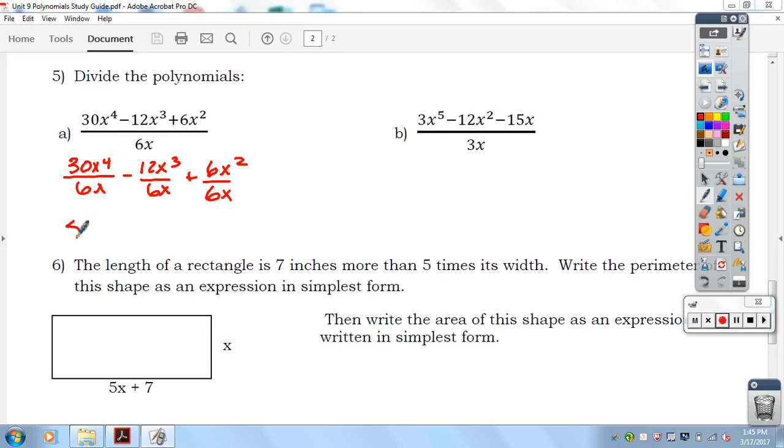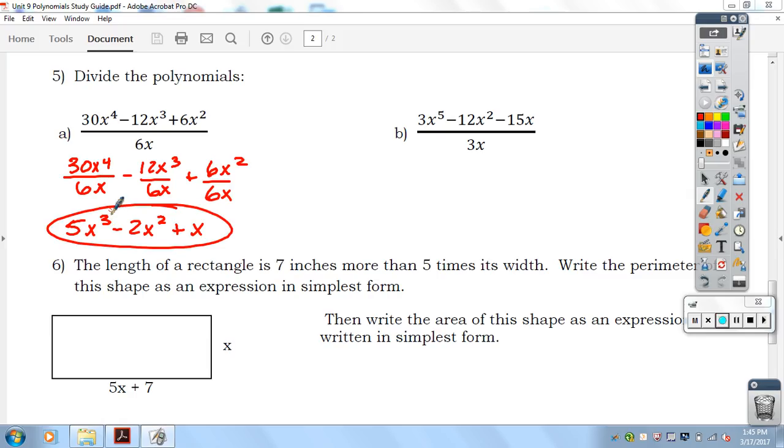30 divided by 6 is 5. x to the fourth over x. There are more x's on top by 3. Minus 12 divided by 6 is 2. There are more x's on top by also 2. 6 divided by 6 is 1. And there are more x's on top by 1. So this is your trinomial of degree 3. There's the final quotient.